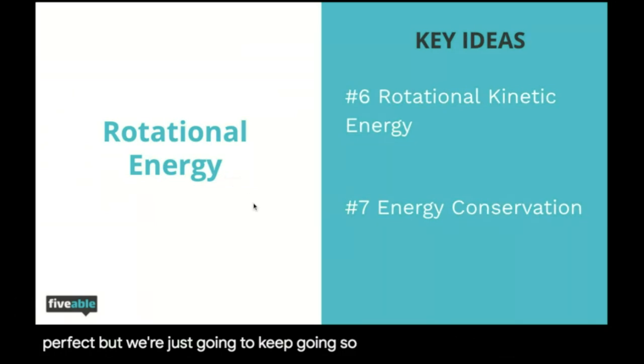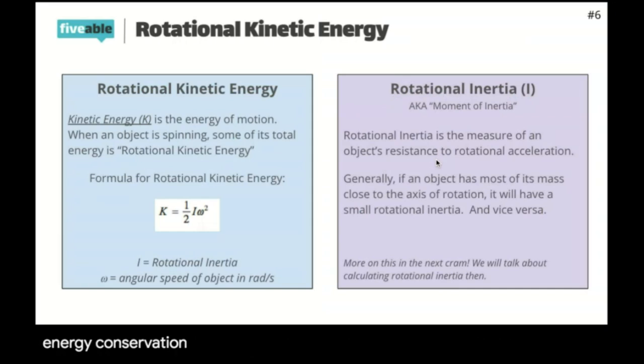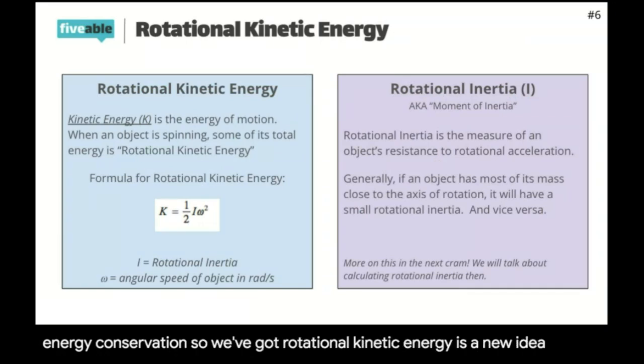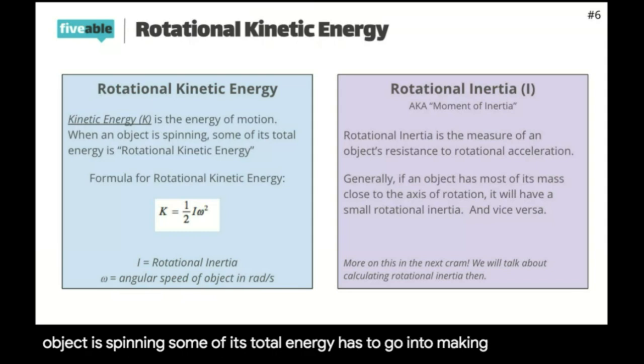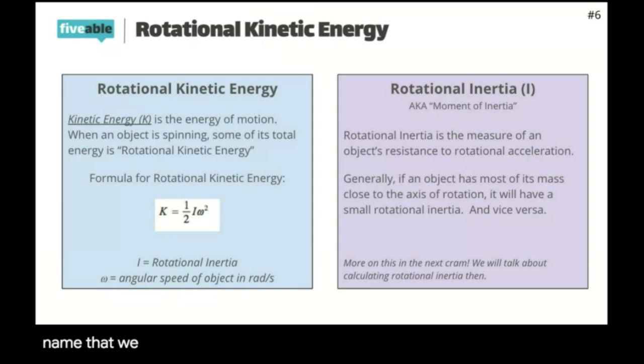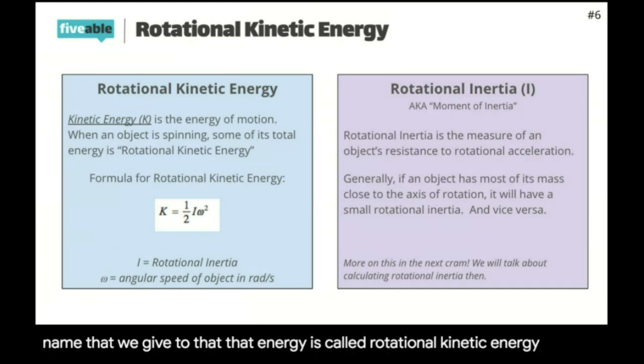So for rotational energy, we've got two ideas here: rotational kinetic energy generally, and then how it applies to energy conservation. Rotational kinetic energy is a new idea here. We know that kinetic energy is the energy of motion already, but when an object is spinning, some of its total energy has to go into making it spin. The name that we give to that energy is called rotational kinetic energy.